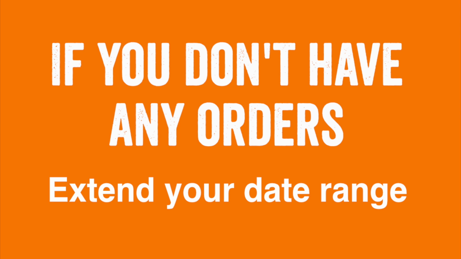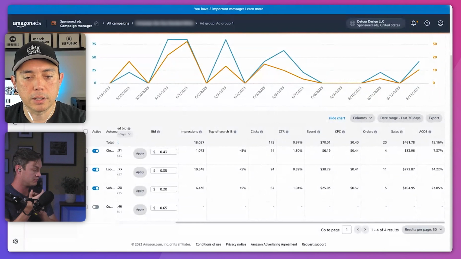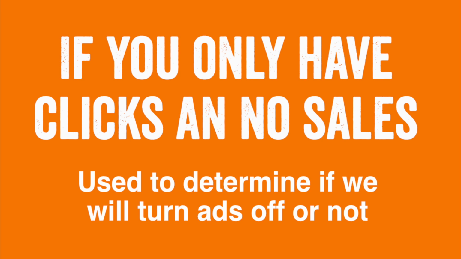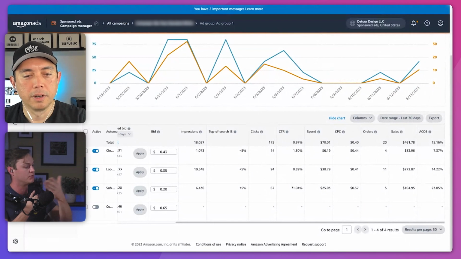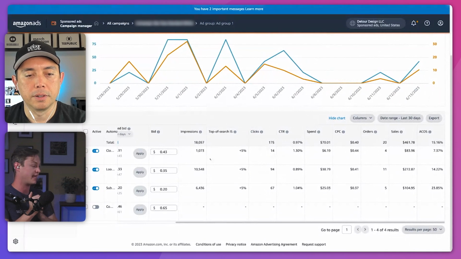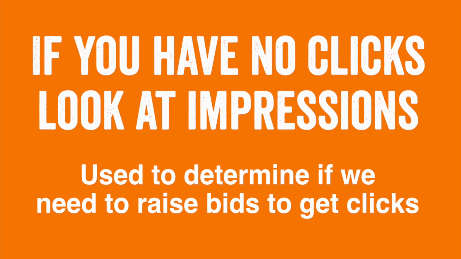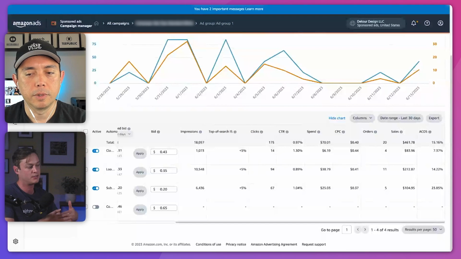Or if you don't have any orders, the next thing to look at is clicks, right? Yep. And that's going to be used to determine if we are going to turn this off or not, or maybe we need to look at our search terms. Maybe we need to negate something. That makes sense. So if there's no orders, look at clicks. Yep. And if there's no clicks, look at impressions. Okay. So we need to make sure our ads are at least being seen, because if your ads aren't being seen, you're not even in the game. So you probably need to be more competitive with your bid.